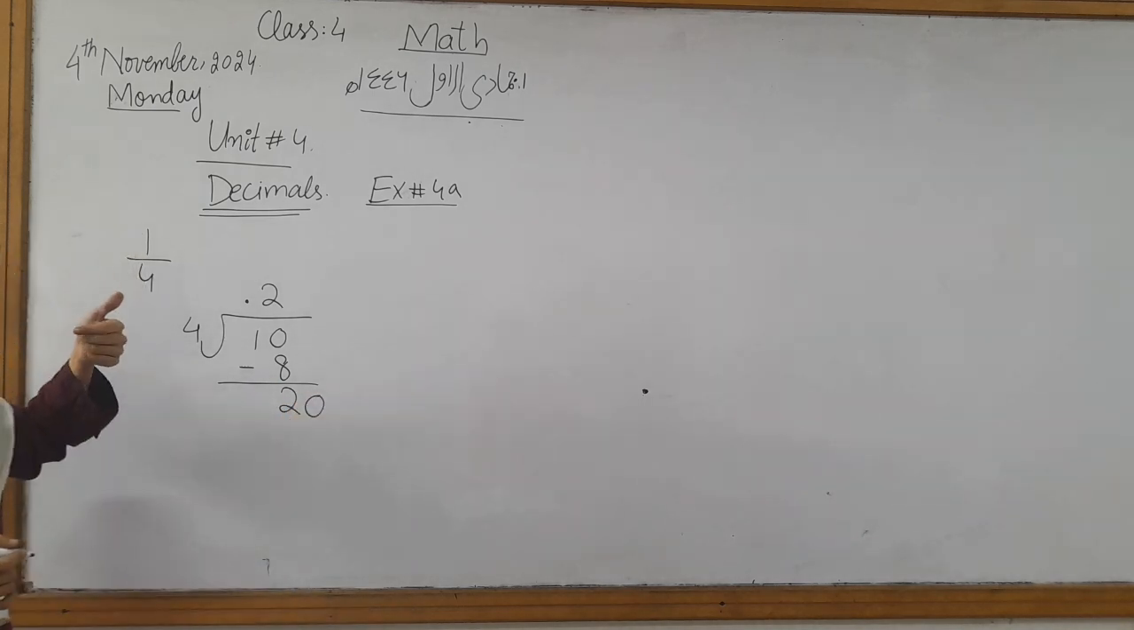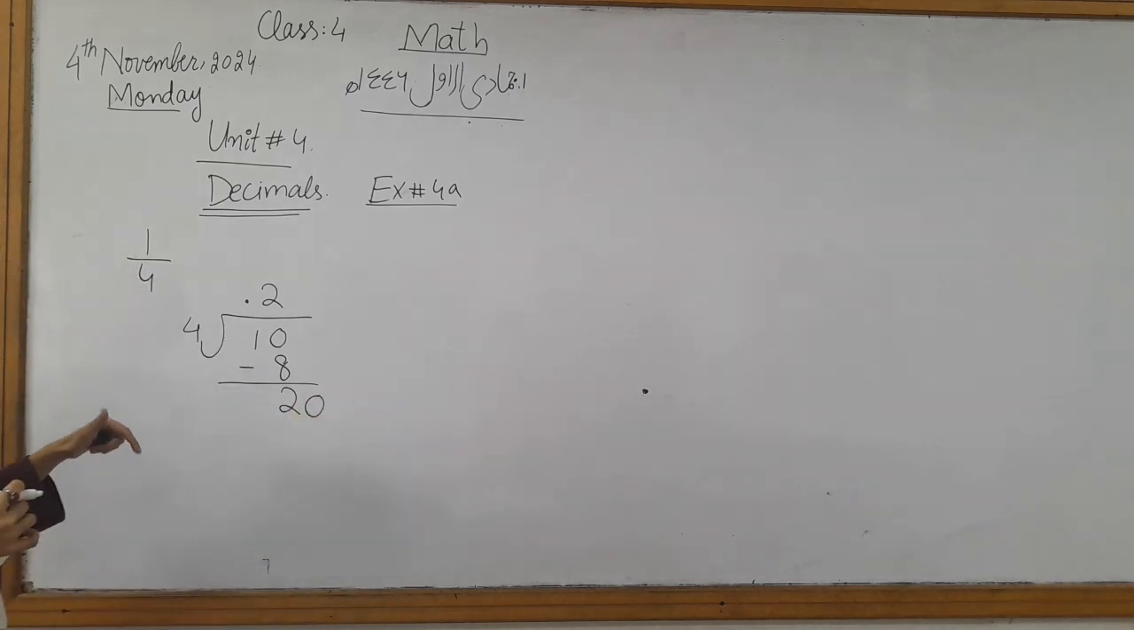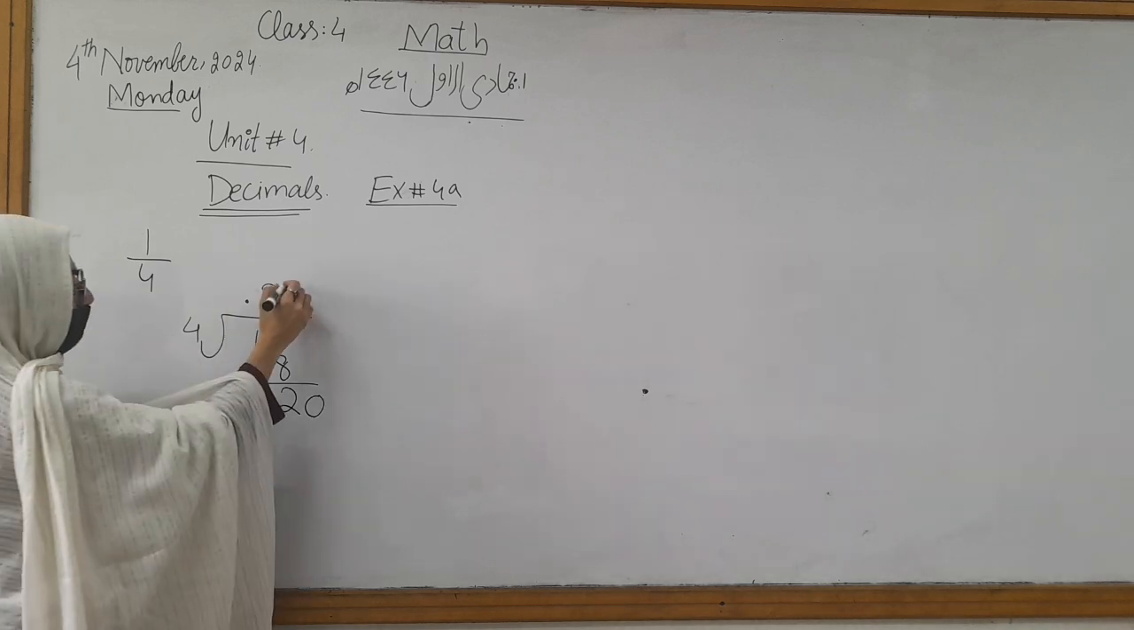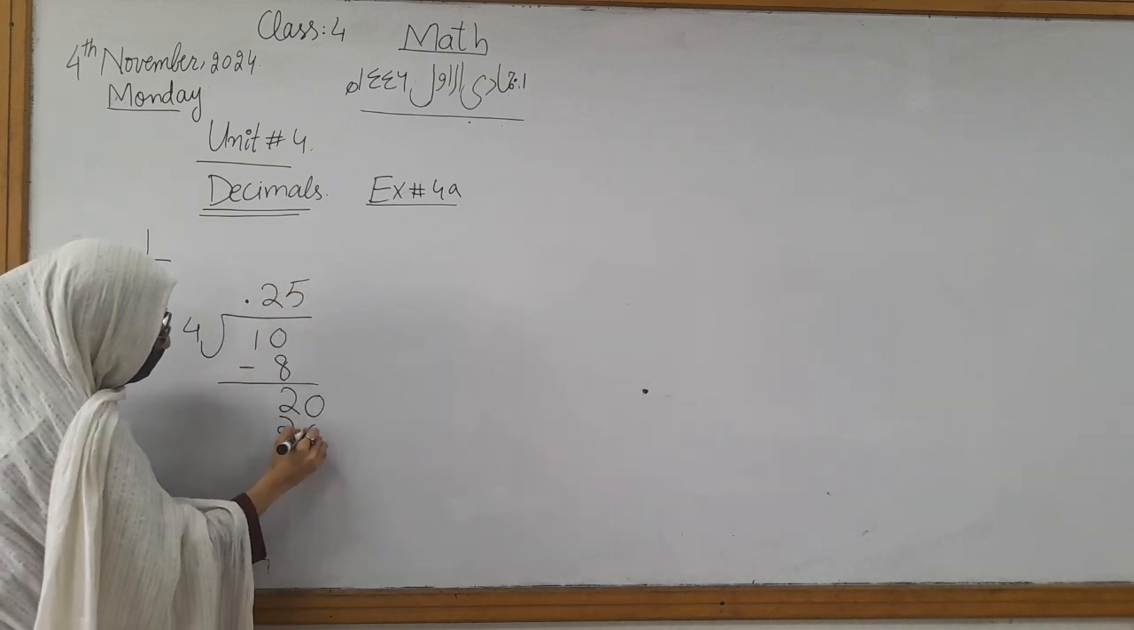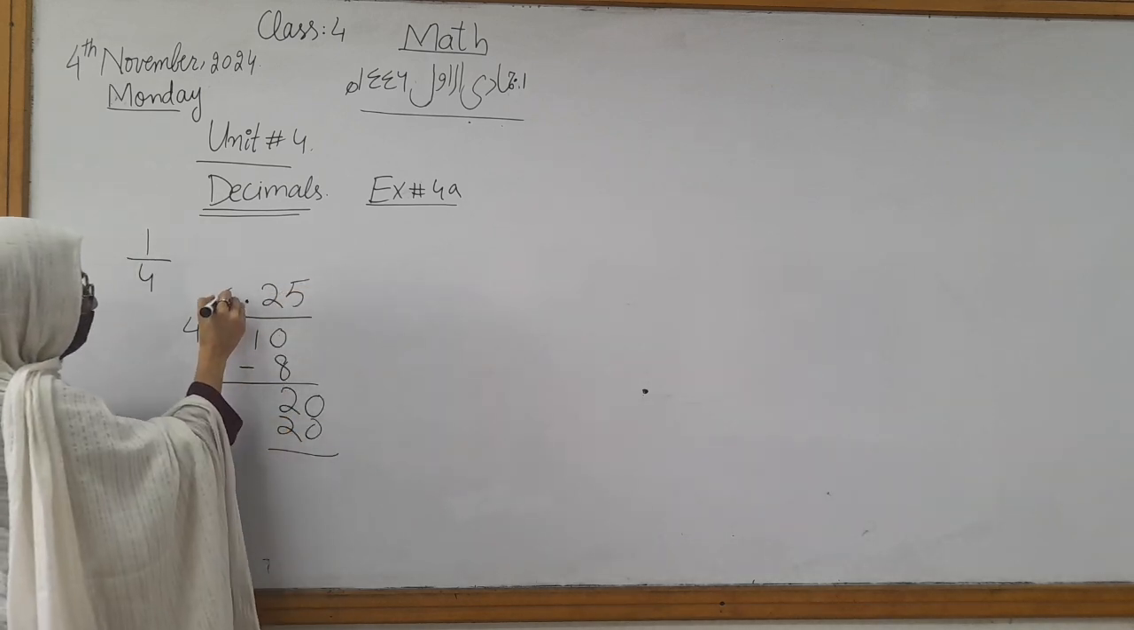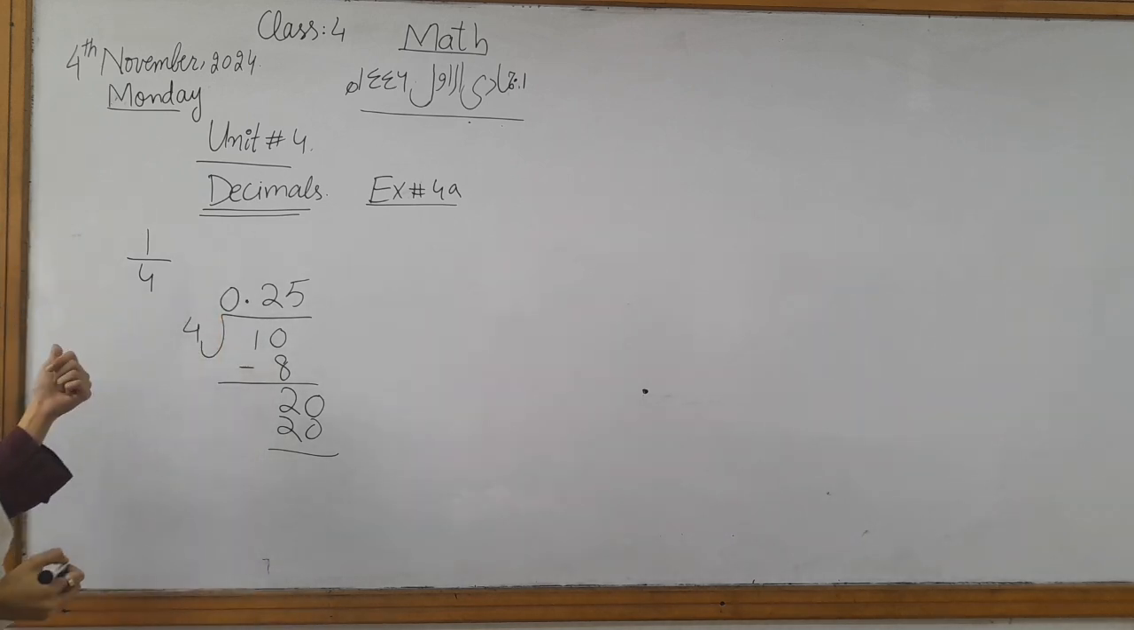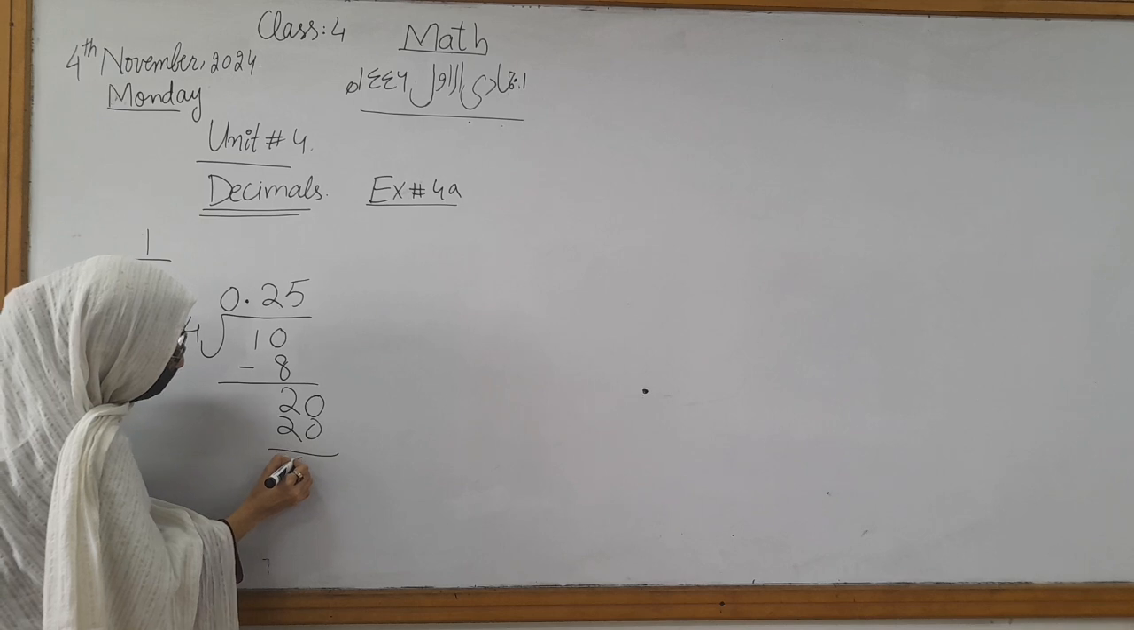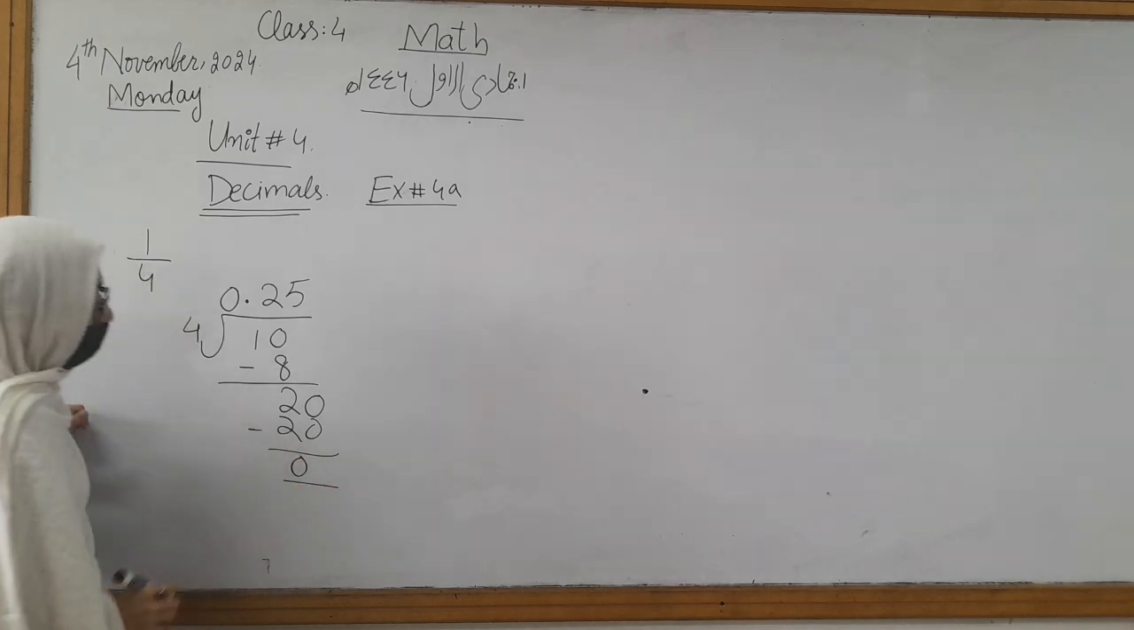We will add 0 in every step when we need to. So 4 5s are 20. This is the change, and you can write 0 before the decimal point. So this is now subtracted and this is 0.